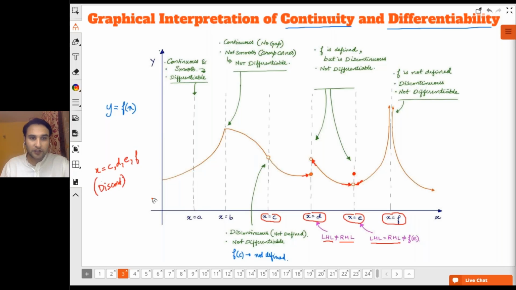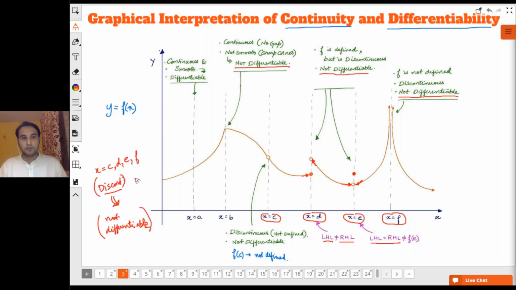Now wherever the function is discontinuous, obviously at those points the function is also not differentiable. Always note, I hope you know it, but again revising, wherever a function is discontinuous, the function is not differentiable there as well. This is the NCERT level, basic theory which you should know. I'll be building on top of it today.